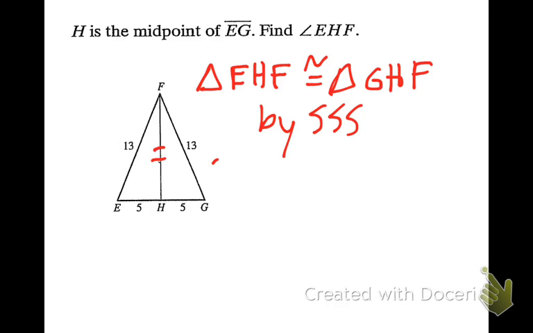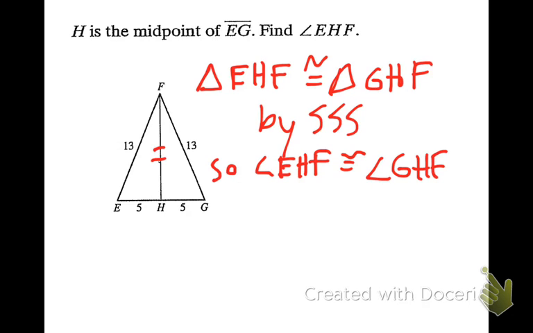So then we have angle EHF is congruent to angle GHF. How do we know they're congruent? EHF and GHF? Yep. By CP. So by CP we know they're congruent, corresponding parts.